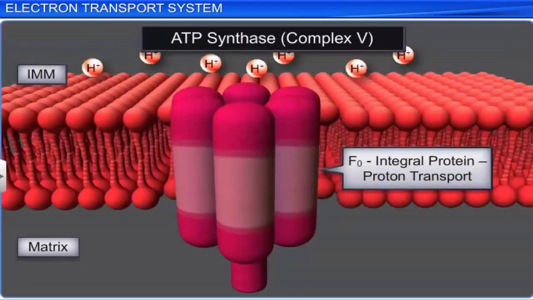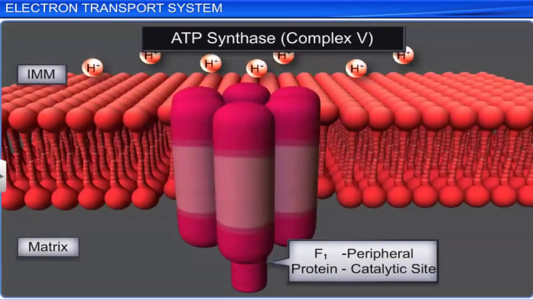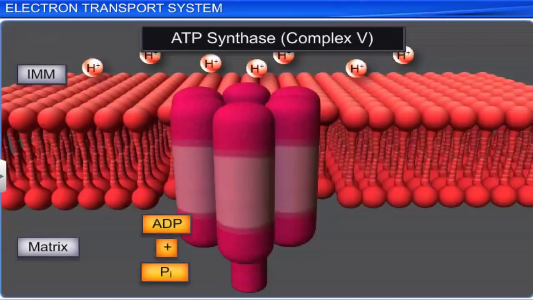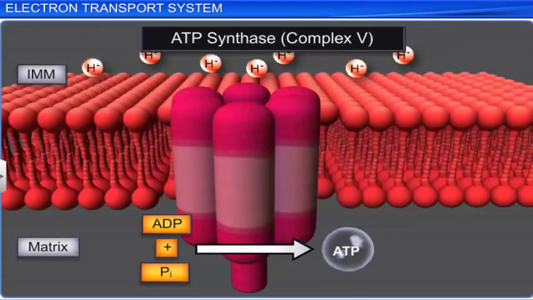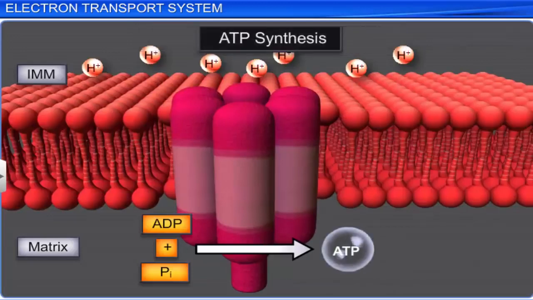While F0 is an integral protein that is used as a channel for proton transport, F1 is a peripheral protein and a catalytic site responsible for ATP synthesis. The energy derived from the proton pumping is used for the synthesis of ATP. Thus, when two protons are pumped from the intermembrane space to the mitochondrial matrix, one molecule of ATP is synthesized.